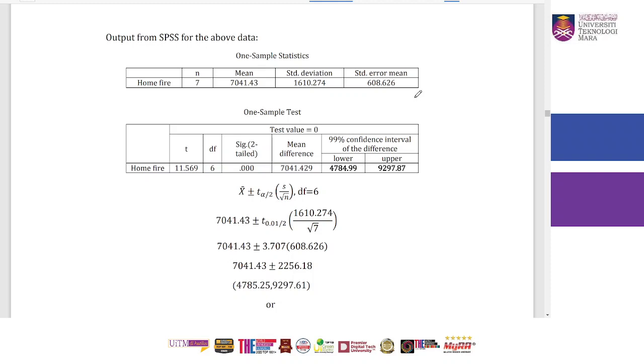Alright. So again, from the SPSS output, you can determine the number of sample that is 7. And then the mean value is 7041.43. And then you can calculate the sample standard deviation 1610.274. Okay, kalau kita compare balik kat atas ni, betul ke tak? Sama dia. And then the standard error will be 608. So how to get this value? This value is actually 1610.274 divided by the square root of 7. Okay, take the standard deviation divided by the square root of n.